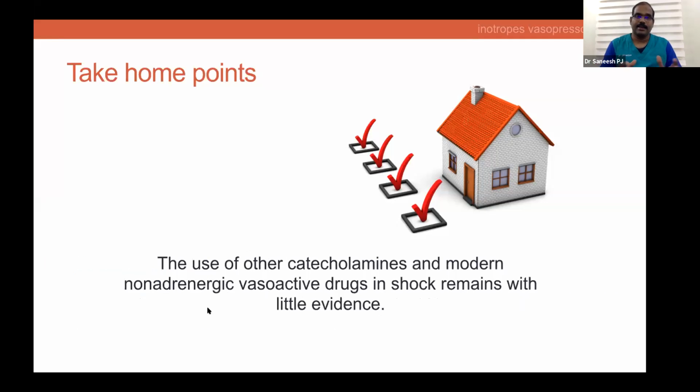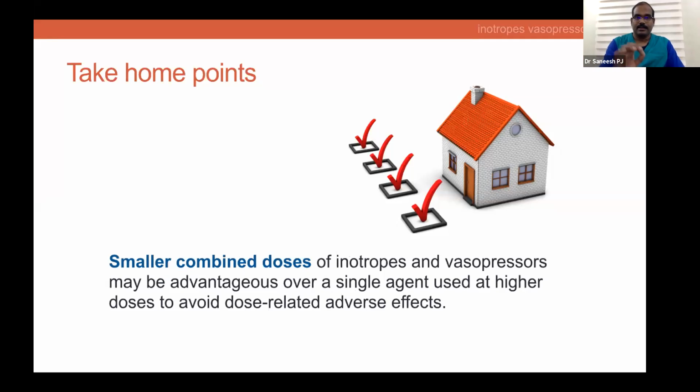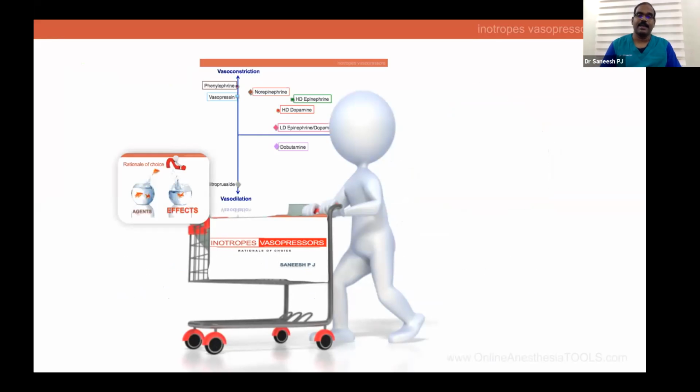This is another key take-home point. Use of other catecholamines and modern non-adrenergic vasoactive drugs in shock remains with little evidence, because there is enough discussion and literature coming up regarding drugs like phosphodiesterase inhibitors and all. Yes, take a note of this. Smaller combined doses of inotropes and vasopressors may be advantageous over a single agent used at higher doses to avoid dose-related adverse effects. So this is the key take-home point.